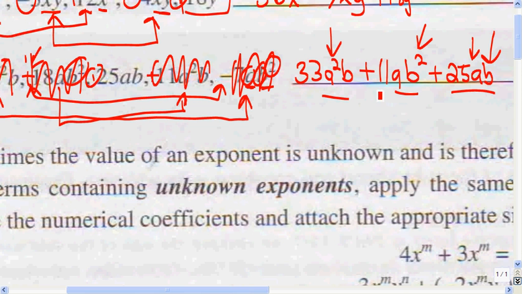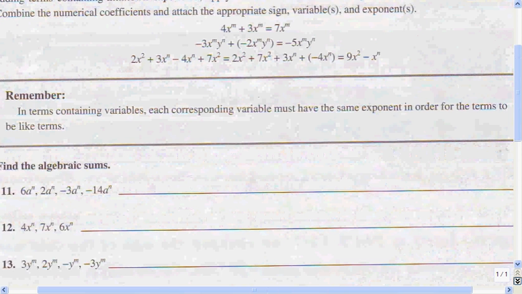And then since 11ab had the second bigger exponent, which is b, we put the b squared next. And then finally, since a and b here have the smallest exponents, which are 1, we put it last. Okay, here they're actually asking you to remember something.